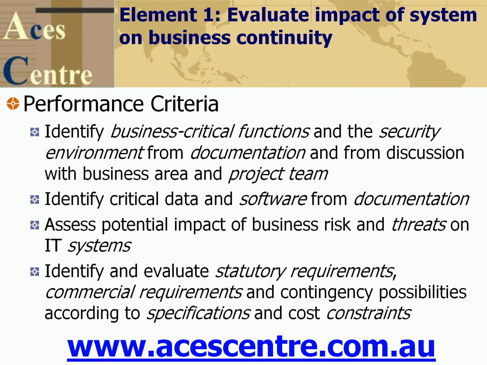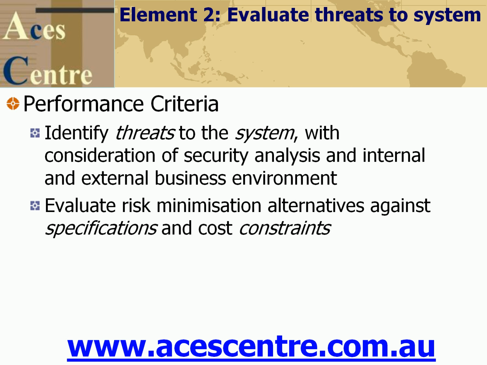Element 1. Evaluate impact of system on business continuity. This will assess the following performance criteria. Identify business critical functions in the security environment from documentation and from discussion with business area and project team. Identify critical data and software from documentation. Assess potential impact of business risk and threats on IT systems. Identify and evaluate statutory requirements, commercial requirements, and contingency possibilities according to specifications and cost constraints.